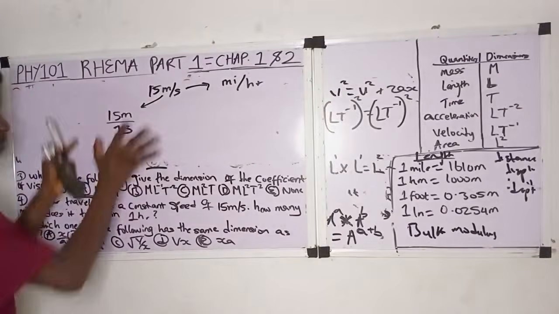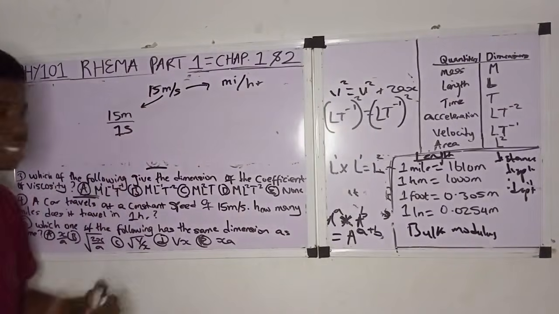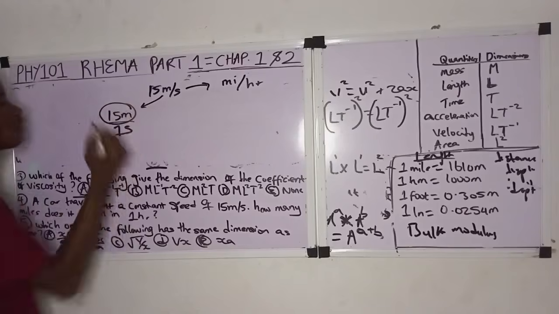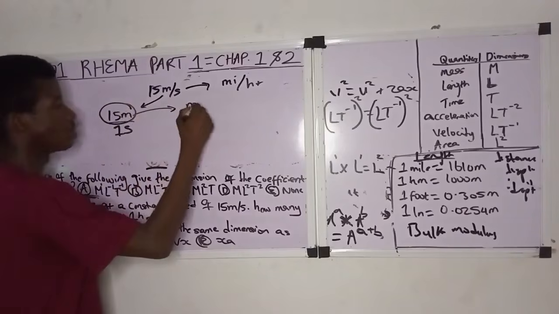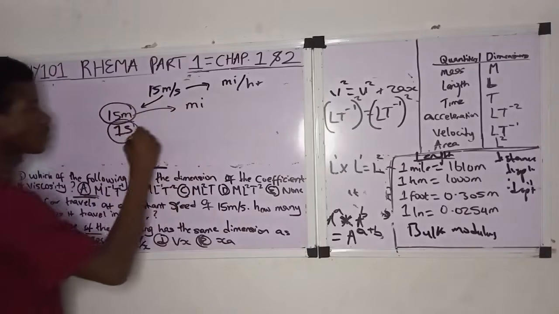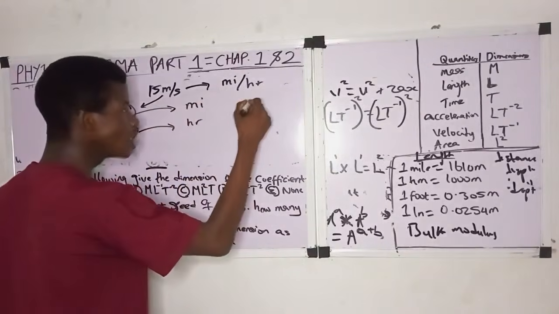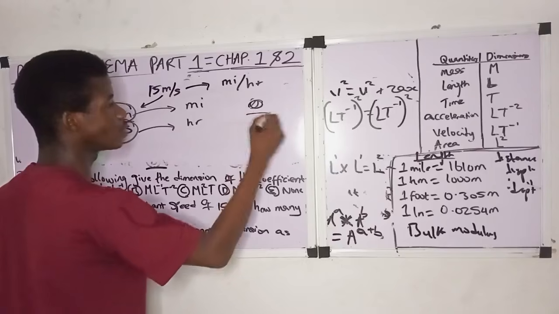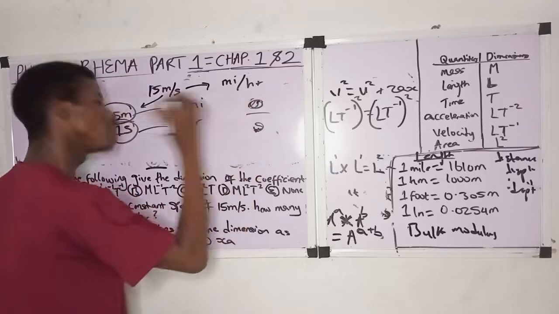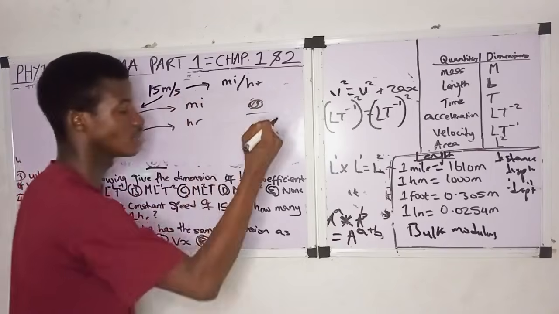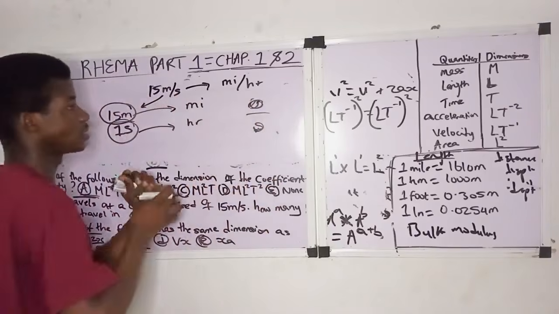This is the very first step, so do it like this. Then what are we going to do next? We'll convert this 15 meters to miles, and we'll convert this 1 second to hours. Then when we get our two answers, we divide them. I don't know if you understand.